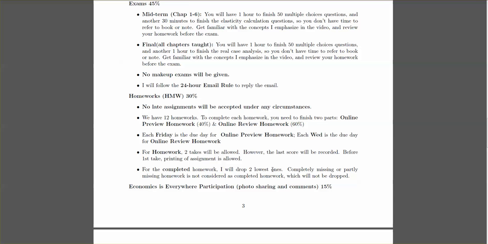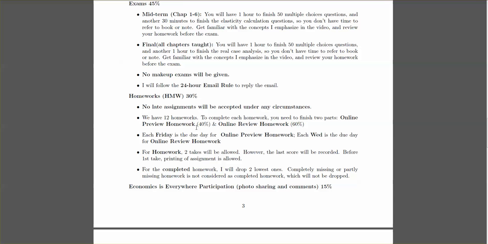But for the 2 lowest homework, I have a requirement. So the 2 lowest homework out of the 12 homeworks should be complete. I will not drop a homework that is not complete or partially missing. So what does this mean?